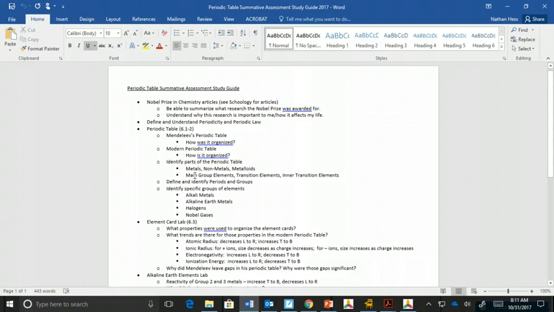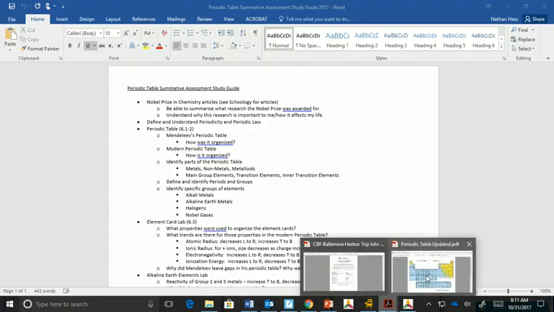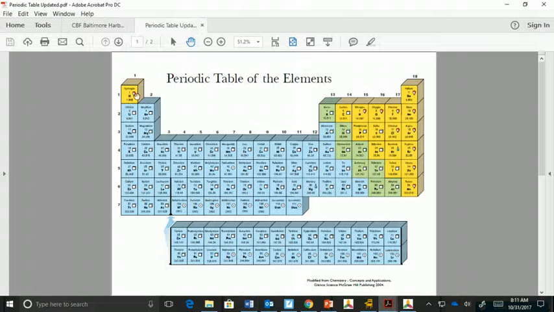The parts of the table: metals, nonmetals, metalloids. Obviously, the blues are the metals, the greens are the metalloids, the yellows are the nonmetals. Metalloids kind of have properties of both metals and nonmetals. Metals have properties like they are solid at room temperature other than mercury. They are very pliable, very malleable, bendable, they're shiny. They tend to have high melting points. They conduct electricity and heat very well.